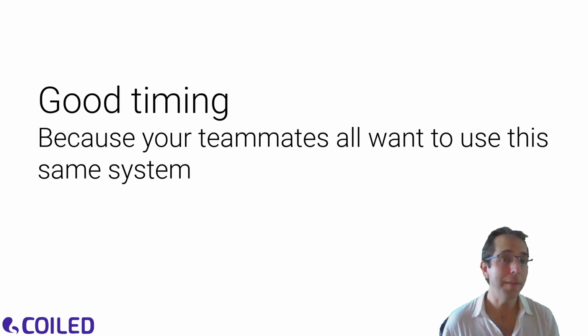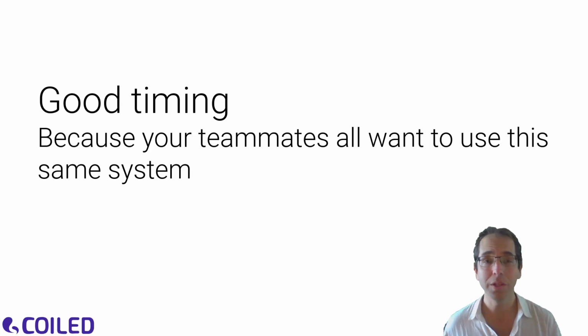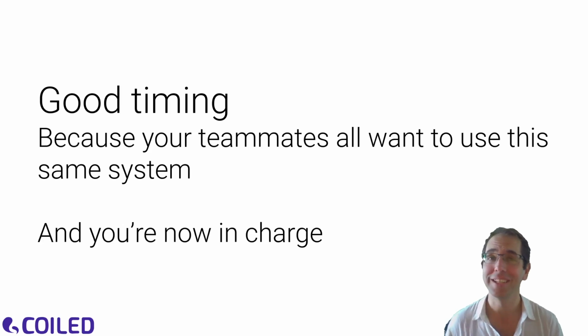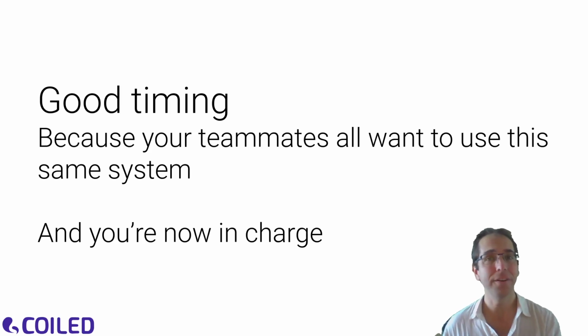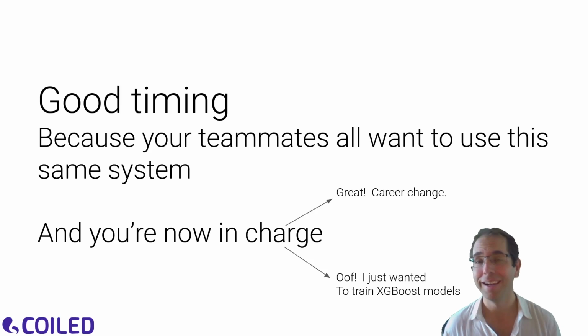And this is good timing, because again, your teammates all want to use this same system. They want the same power that you've had over the last few months as you've built up this capability. So this is, again, really good timing, and you're also now in charge. You're the only person in your group that understands both the data problems you're trying to solve and also enough of the sort of IT cloud DevOps problems to control things. This is either great or terrible. If you want a career change, this is a great one. There's lots of money to be made here. Or maybe you just wanted to be a scientist, and this maybe isn't great.